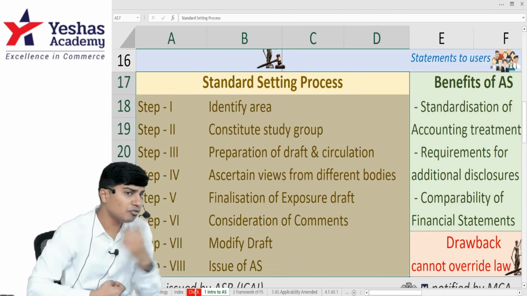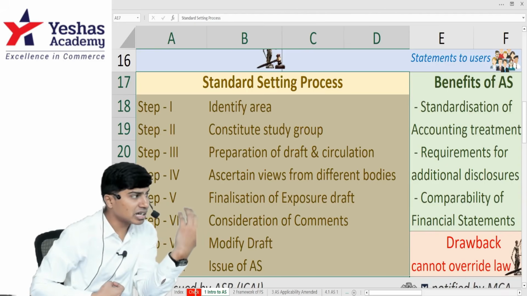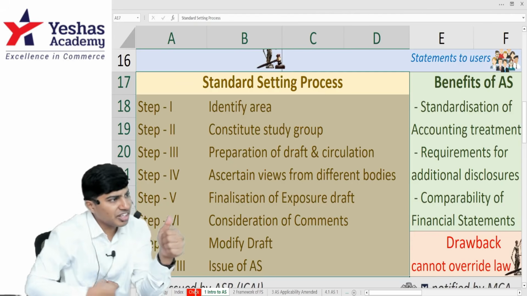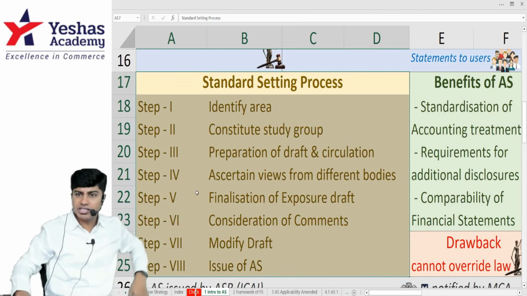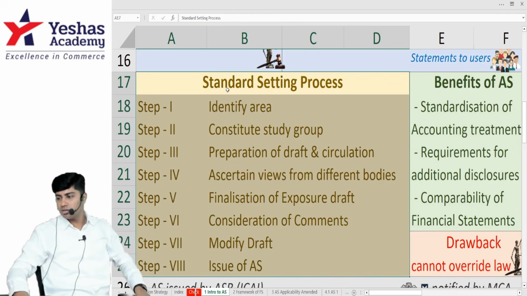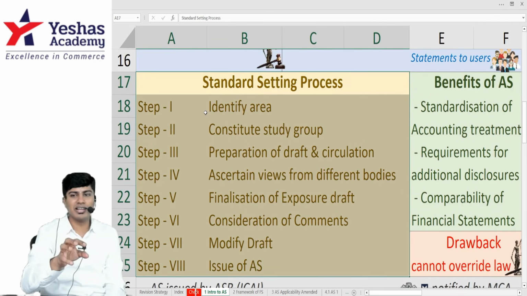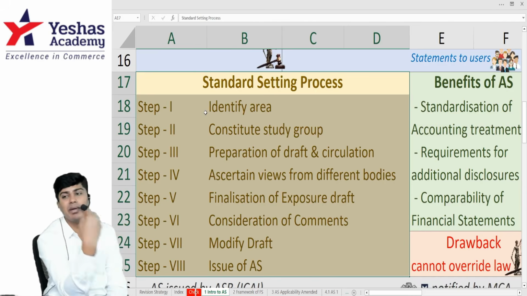Once those suggestions are adopted, the final draft is ready. That will be kept open for comments of people. Once the comments of people are considered, the accounting standard is ready, and that's how it is issued. Can we read this? See the standard setting process. Step one, identify area. Area means problem area, not like Jayanagara, Chamrajpete, Girinagara, Sita Circle, Bank Colony. No. Identify area means problem area.